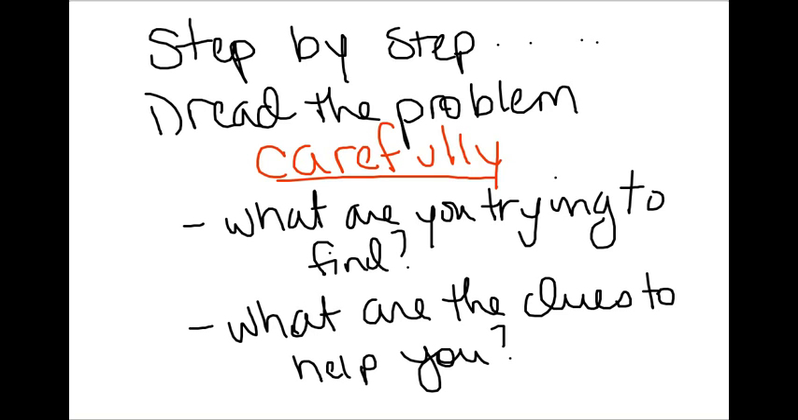Then you want to see what are the clues that are going to help you find whatever it is you're looking for. So the first step, read the problem carefully, look for what it is that you're trying to find. Are you trying to find the number of people, the number of tickets, how long something is, how far someone drove? What is it you're trying to find? And then what are the clues that are going to help you find it?